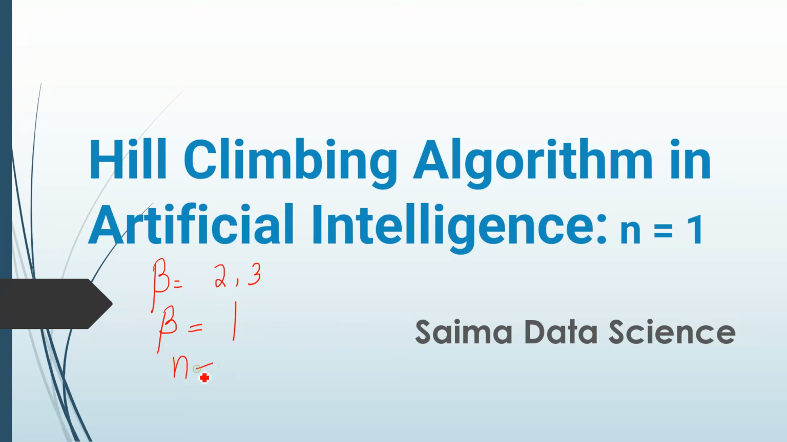Sometimes in different books, you can see instead of beta, they are using n. Sometimes they are using m, but the concept is the same. It means the beam width. They are talking about the beam width, and in hill climbing algorithm, the beam width is always 1.